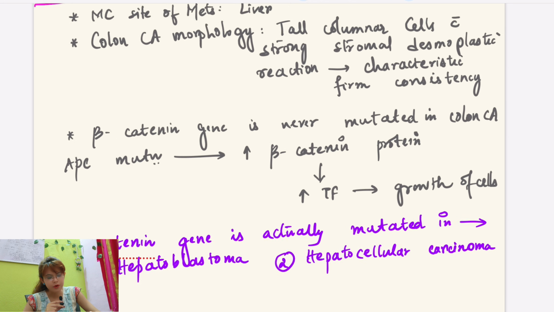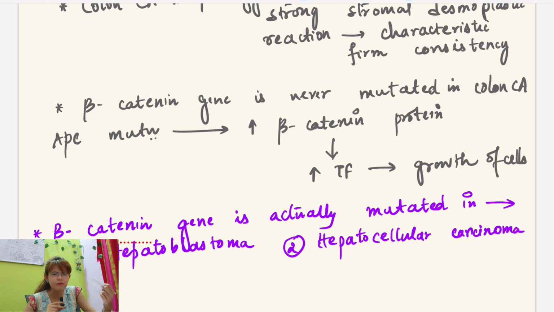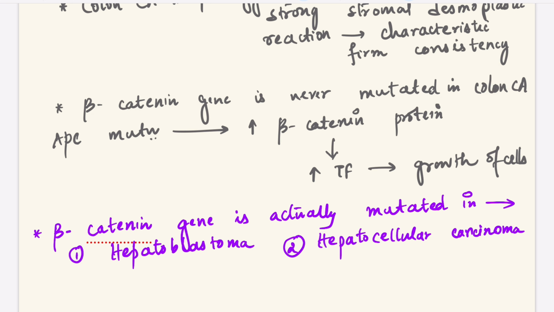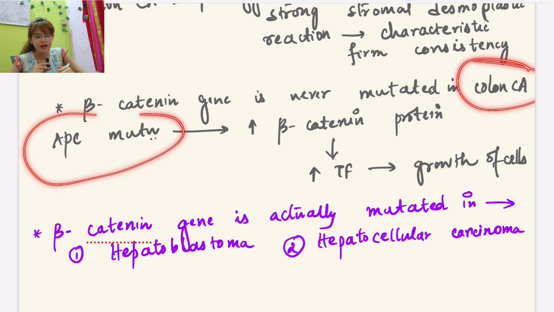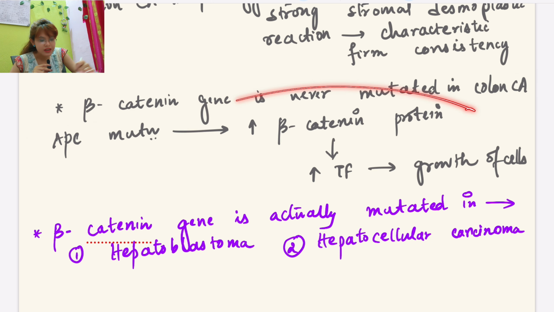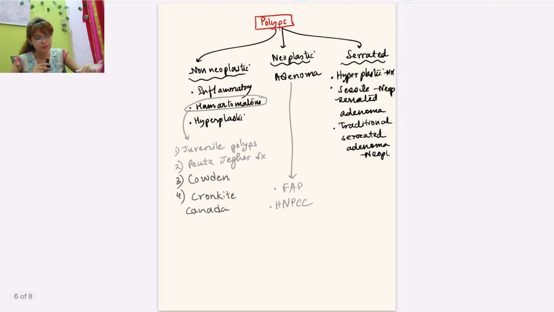Now another important point is that beta catenin gene is never mutated. Here I have shown you that in some instances, in some very few percentage, that can happen, but usually the beta catenin gene is not mutated in colon cancer. Here rather the APC is mutated, which increases the beta catenin protein, which increases the transcription factors and the growth of the cells. Now beta catenin gene is actually mutated where? Actually mutated in the hepatocellular carcinoma and the hepatoblastoma. Okay, so these are some of the important points.